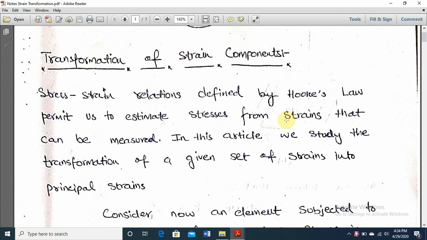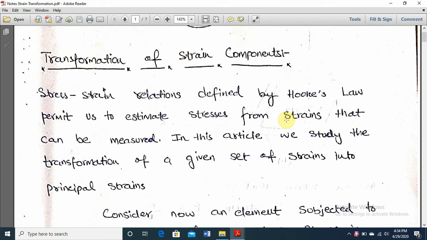Bismillahirrahmanirrahim. This lecture is about transformation of strain components. In this lecture, we will discuss transformation of strain components, its analytical derivation, and then a relation between strain and stress Mohr circle. So let's start from it.